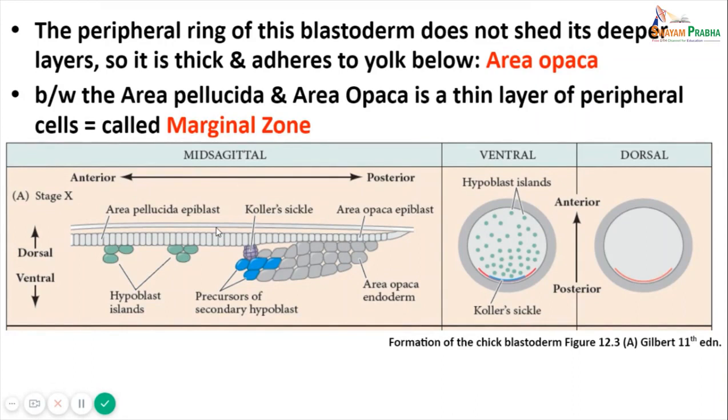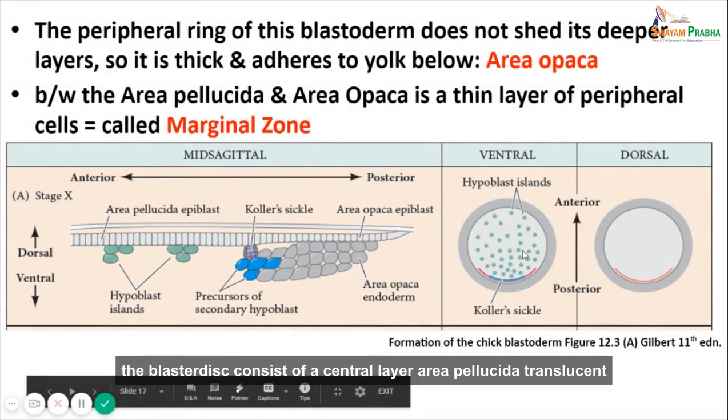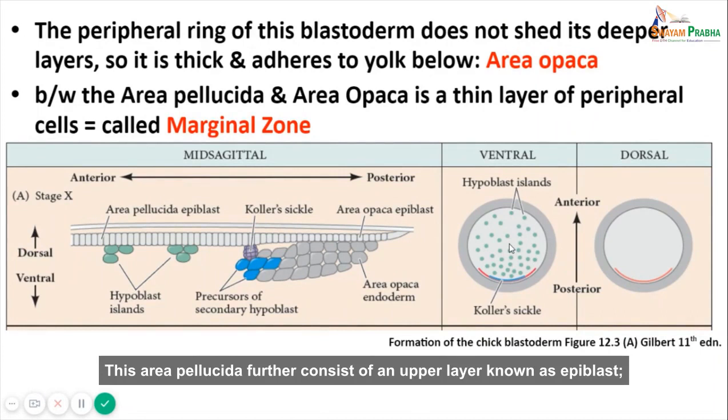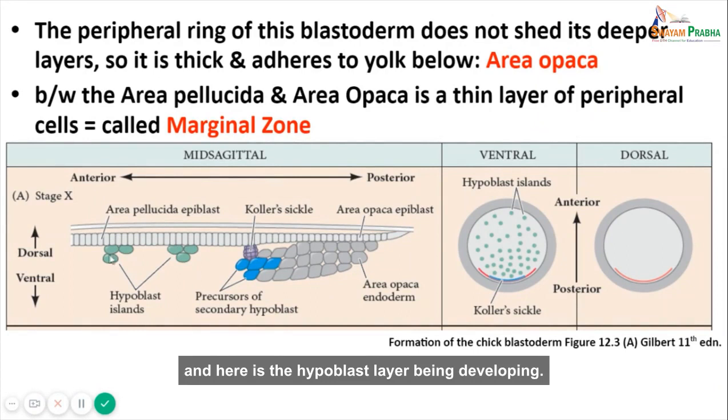So here you may note that the blastodisc consists of a central layer, area pellucida, translucent, and the peripheral layer, which is area opaca, darker in color. This area pellucida further consists of an upper layer known as epiblast. As you see here, this is the area pellucida epiblast, and here is the hypoblast layer being developed. So we can say the area pellucida consists of an upper epiblast and a lower hypoblast.